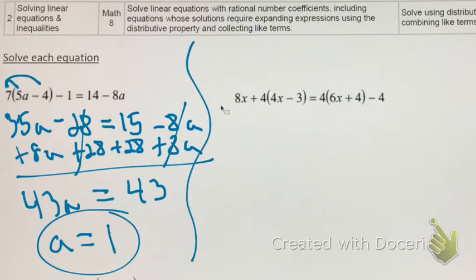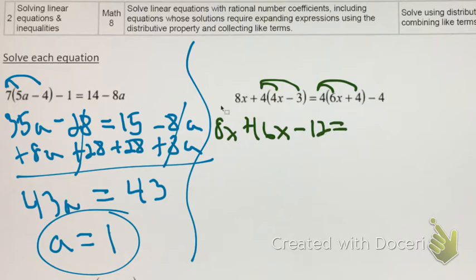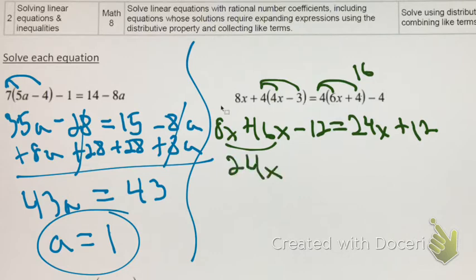Coming over to the right, we got a little distribution here and here. So let's go left to right. We got 8x plus 16x minus 12 equals 24x. And it's 4 times 4 here is 16. I'm running out of space on my right side here, so 16 minus 4 is going to give me 12. All right, so let's see. 8x plus 16x is 24x.